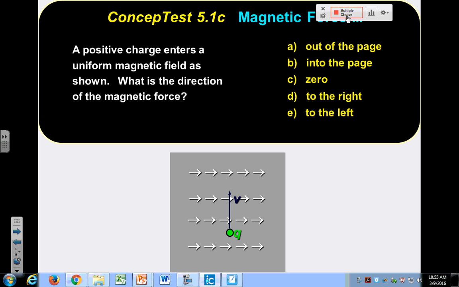Positive charge enters the magnetic field as shown. What is the direction of magnetic force? And right away, we know, don't say it right away though, we do know that it has to be either what or what.